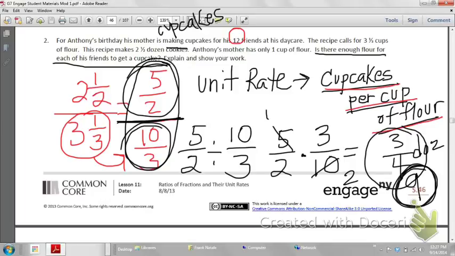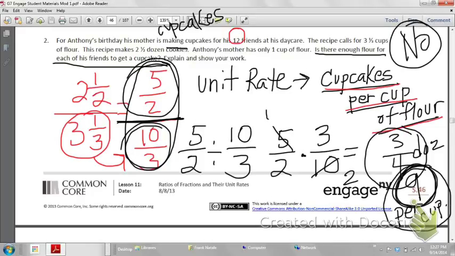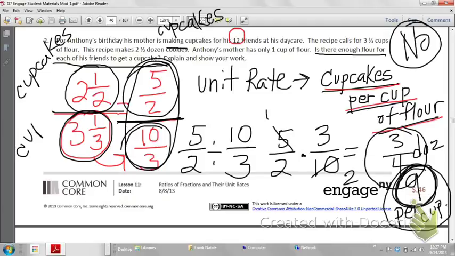And the answer to this question, is there enough flour for each of his friends to get a cupcake? The answer would be no, because with 1 cup of flour, she can only make 9 cupcakes, okay, per cup of flour. She can make 9 per cup, because that's the way we set up our unit rate right here. We set it up as cupcakes per cup. So when you create your complex fraction this way, it's cupcakes per cup of flour.